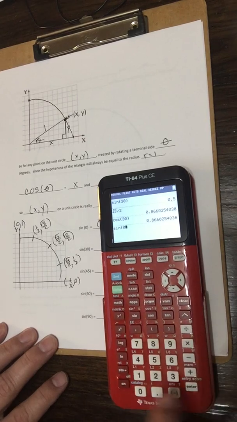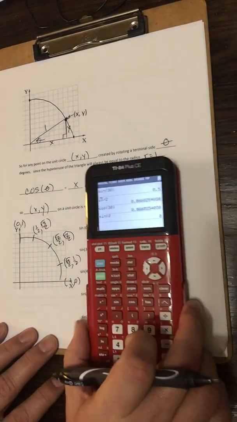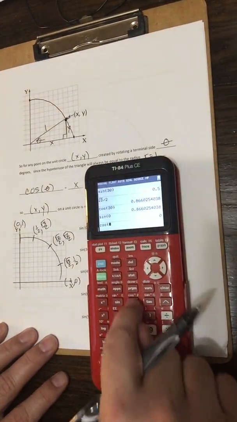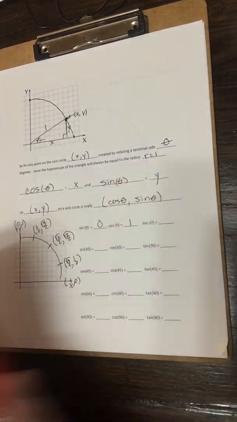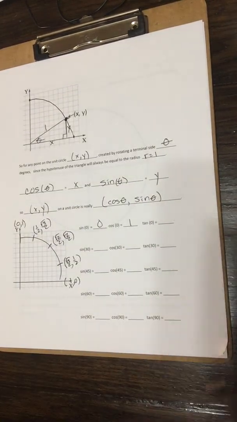Sine of 0 is 0. Cosine of 0 is 1. Tangent of 0, I'll get back to you on it.